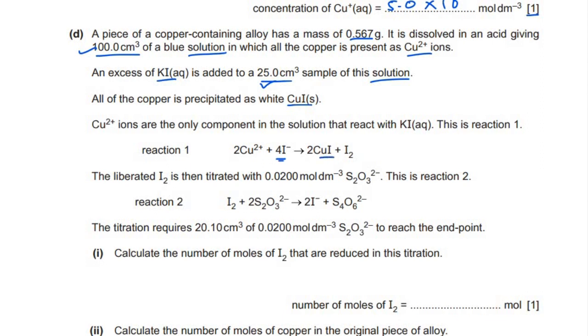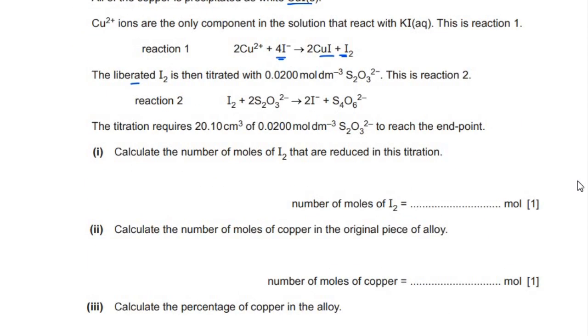KI is added to the copper solution, which is 100, out of which we have just taken 25, and we have got copper iodide. The liberated iodine here is then titrated with 0.02 moles per dm³ of thiosulfate solution in this reaction. So here is also the reaction given. Calculate the moles of iodine that are reduced in this titration.